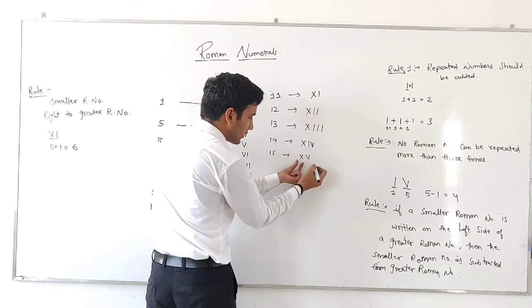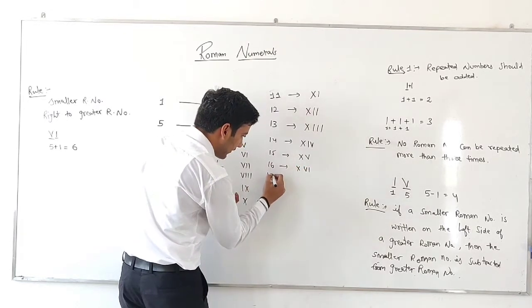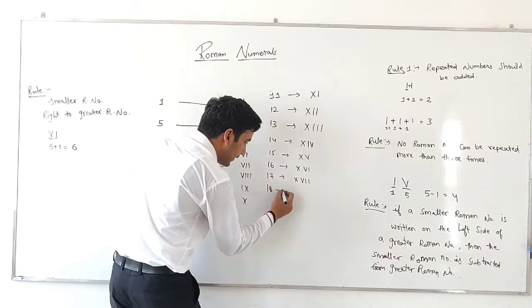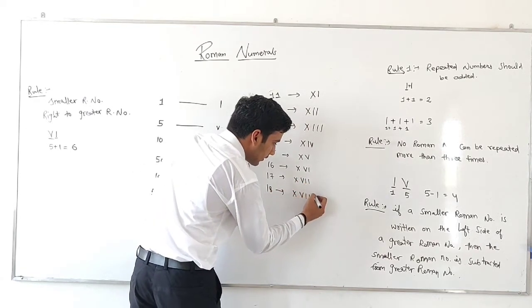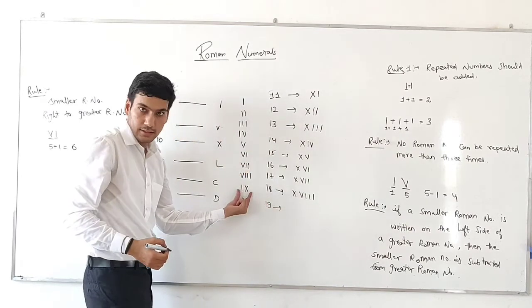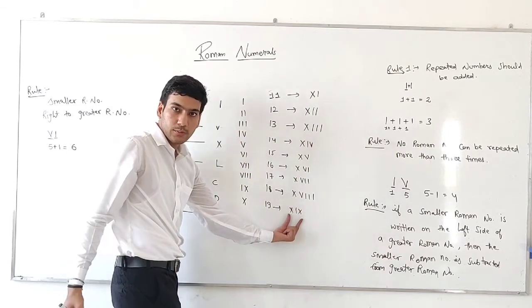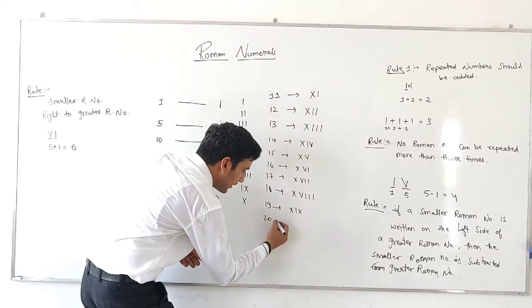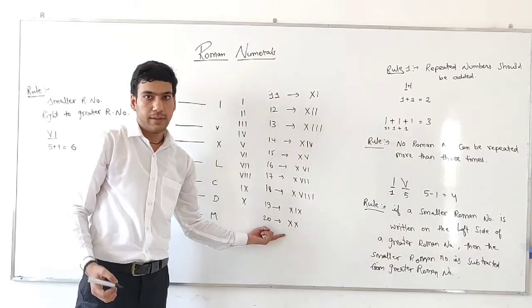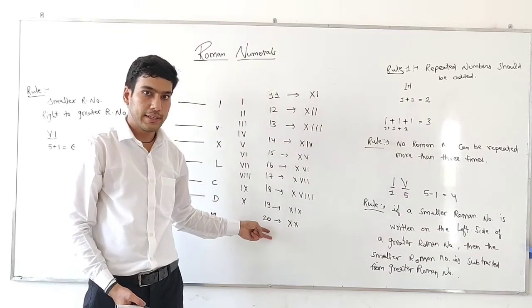15, X5, 16, X6, 17, X7, 18, X8, 19, X and 9, IX. So X, IX. This is the Roman symbol for 19. And for 20, X and X. 10 plus 10 makes you 20. So these are the Roman symbols from 11 to 20.